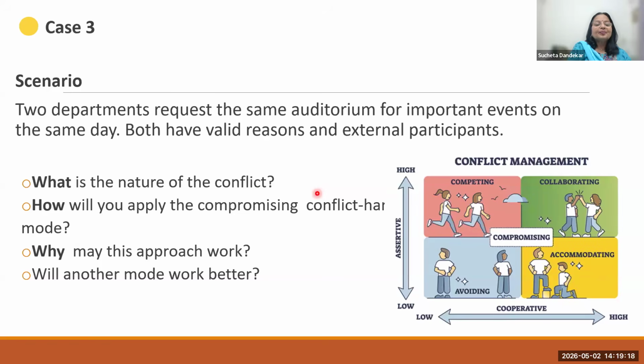In the third case, two departments request the same auditorium for important events on the same day. Both have valid reasons and external participants coming. So you know how it is, the one auditorium in our institute is the best, so everyone wants it. What will you do? And if you were to use a compromising situation, how would you use it?